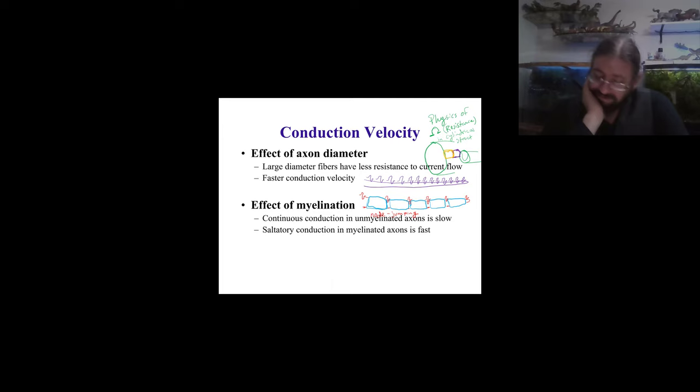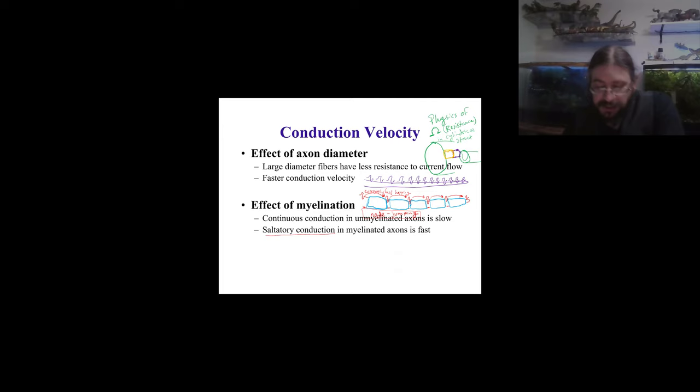So here we basically almost instantaneously, right, jump between nodes. It's extremely fast. Extremely fast hopping. All that node jumping goes extremely fast. Whereas here, it crawls down the membrane. Right. So jumping between nodes, doing node jumping, is also called saltatory conduction.